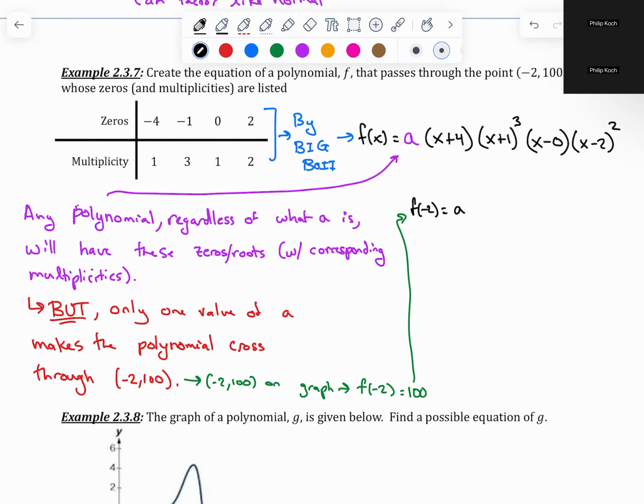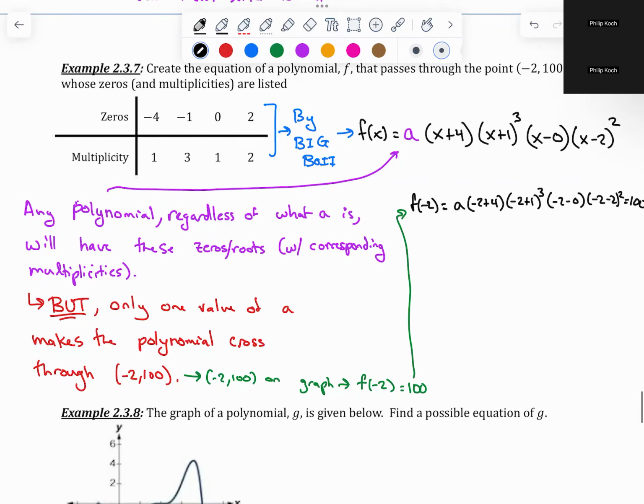So that's what's happening. There's only one choice. Because f of -2 is equal to 100, given the fact that -2 comma 100 is on the graph, we can plug in -2 for x. So a times -2 plus 4 times -2 plus 1 cubed times -2 minus 0 times -2 minus 2 squared, that equals 100. I'm sorry, I ran out of space.